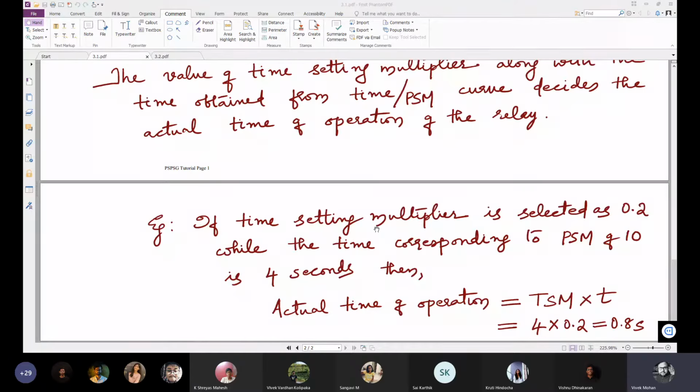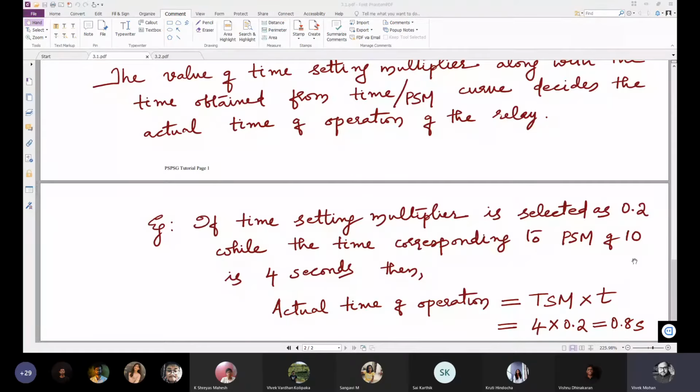So if you get the time of operation of the relay from one particular curve, you have to multiply that time with the corresponding time setting multiplier. If you take it from another curve, then you have to multiply with the corresponding time setting multiplier. So basically, each curve corresponds to a time setting multiplier.